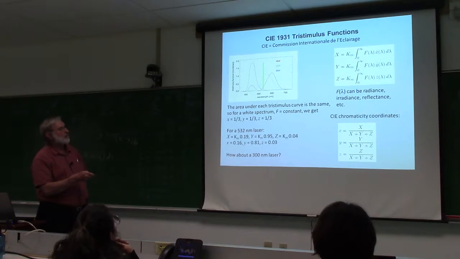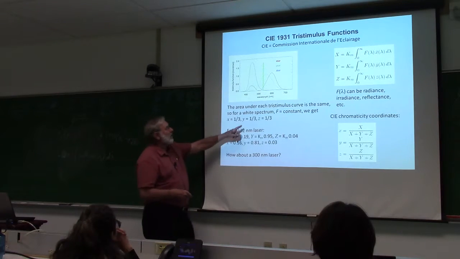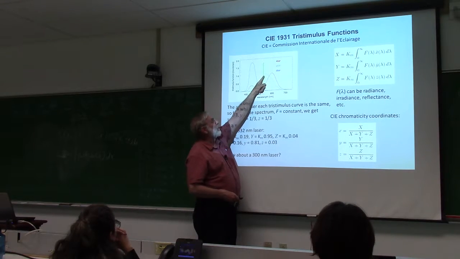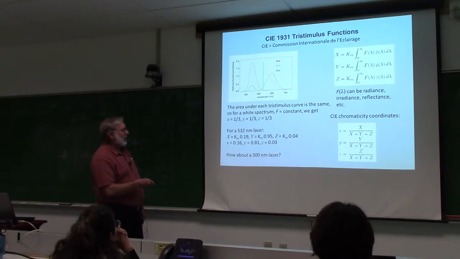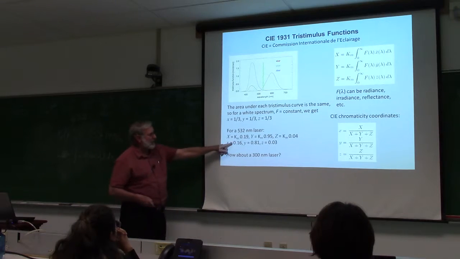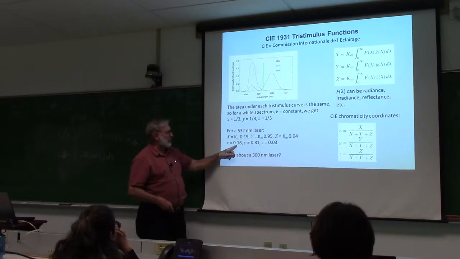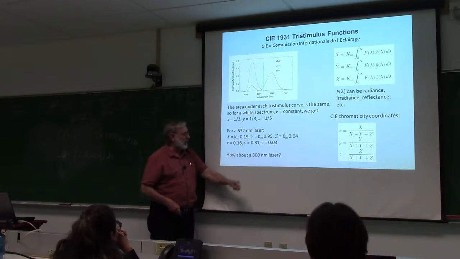So if you have, for example, let's say a 532 nanometer laser, you plug in F as 532 and 0 elsewhere, then you're going to pick off this value of the blue, this value of the red, and that value for the green, and you end up with whatever the numbers turn out to be here. Then you convert those to the little x, little y, and little z, and those all add up to 1.